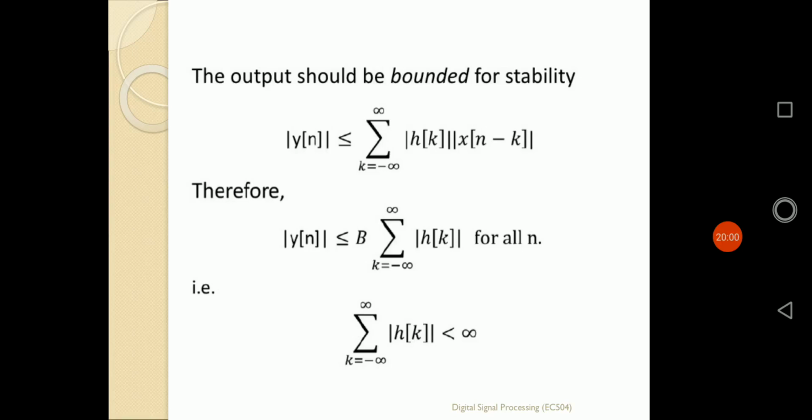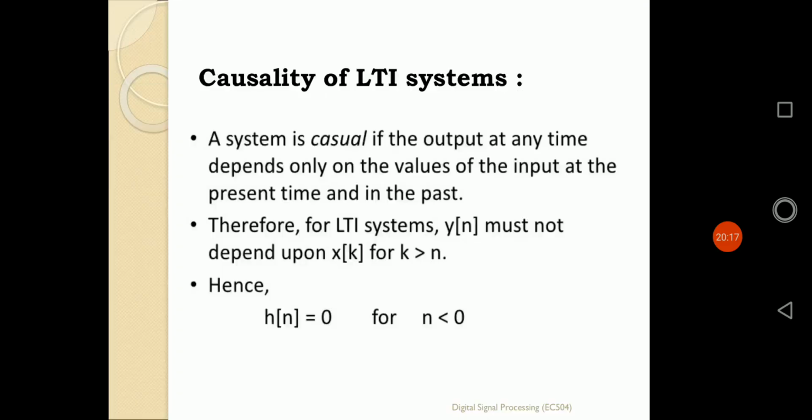The stability criterion for a particular LTI system can be expressed by this equation: the summation of k ranging from minus infinity to plus infinity of the modulus of h[k] should be less than infinity. So in that way, stability analysis of an LTI system can be done. With respect to stability, the causality of an LTI system can also be defined. Causality and stability are the two most important characteristics of an LTI system.